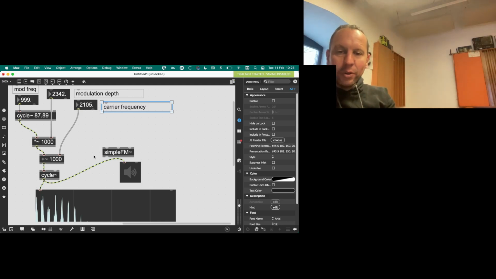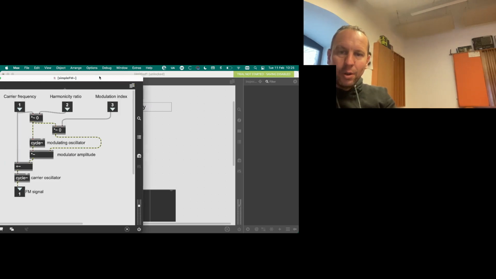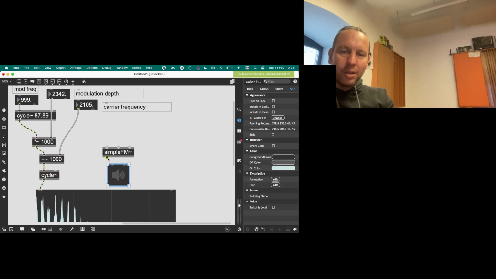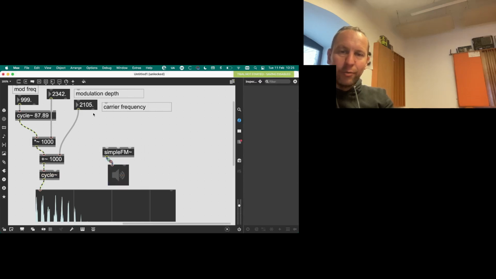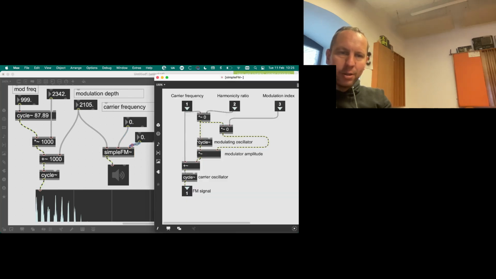So actually the solution is such that these things are avoided. Okay, so let's see how that works. I believe this will be the carrier frequency. This is the harmonicity ratio. So the carrier frequency stays the same. This will be my harmonicity, and this will be my modulation index. Okay, I can just take these. Oh, I can't.